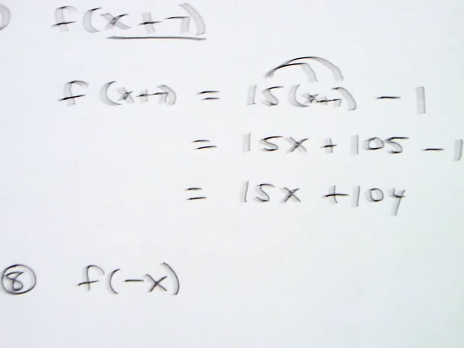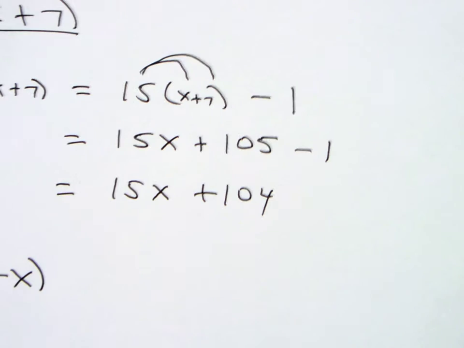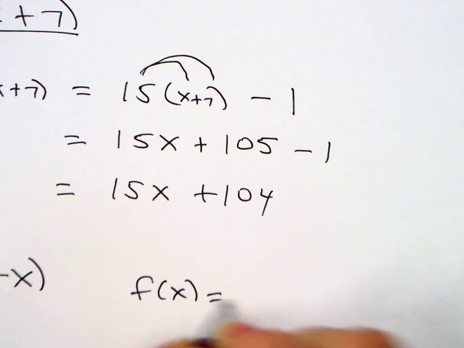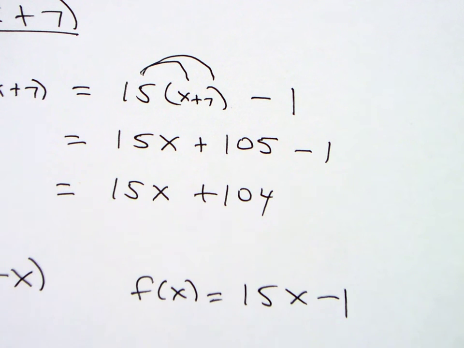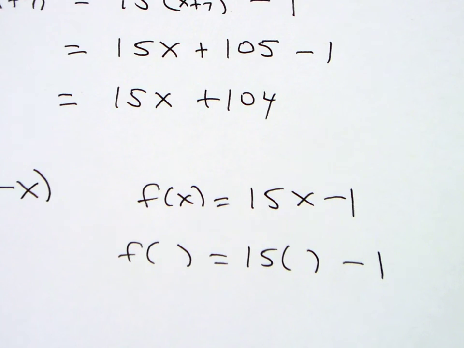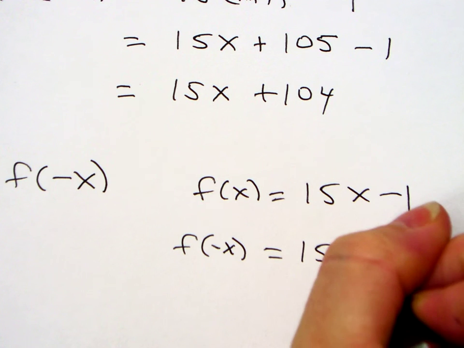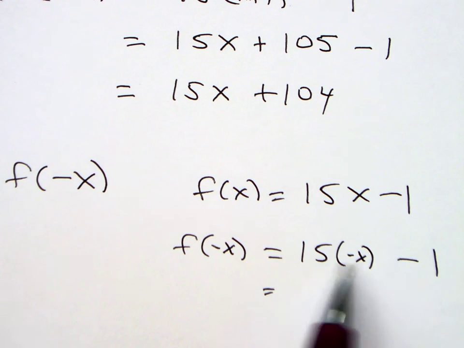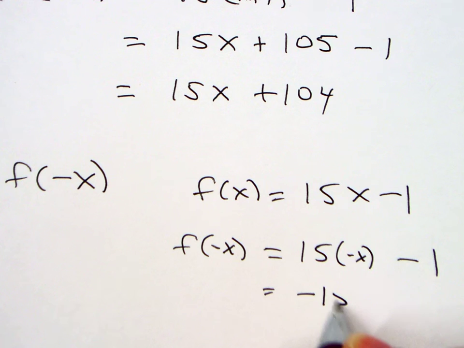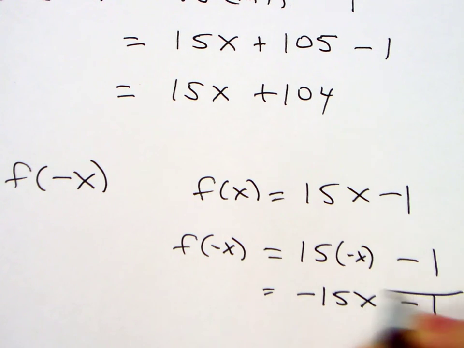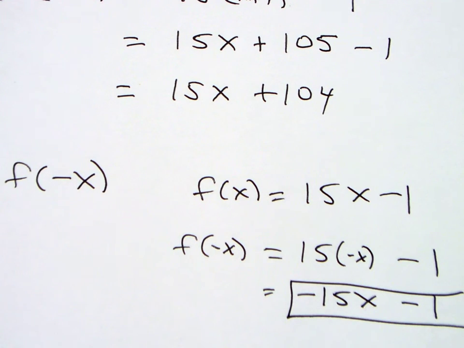Can you see what I'm doing? All right, f of -x. Again, remember my function was 15x minus 1. So I'm going to rewrite this without my x. Parentheses minus 1. And it's really helpful to write it like this to start with. Now I'm plugging in, what am I plugging in? -x. What's 15 times -x? -15x minus 1, and we're done. Okay?